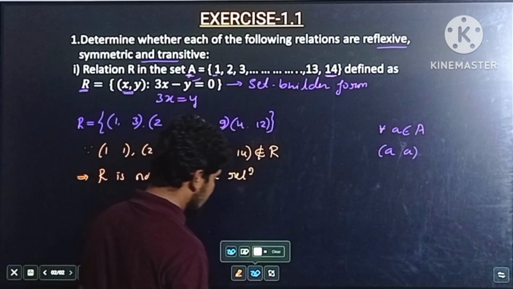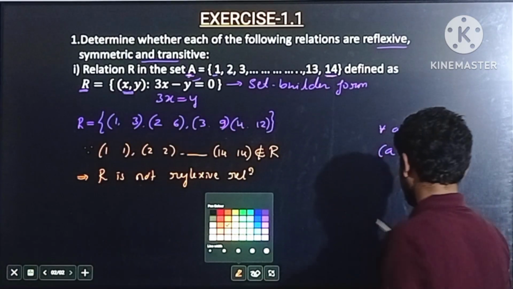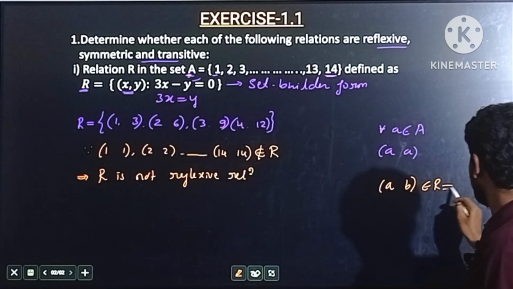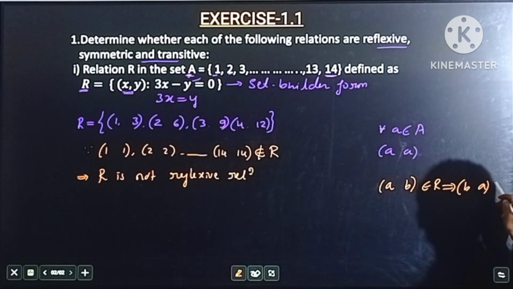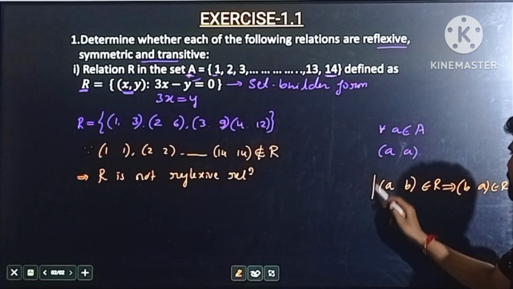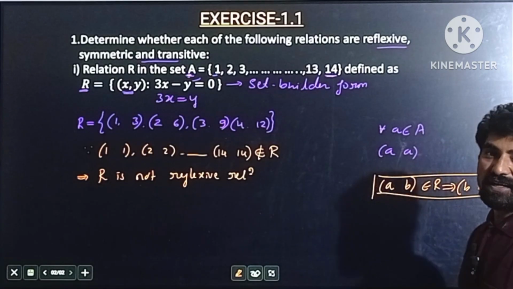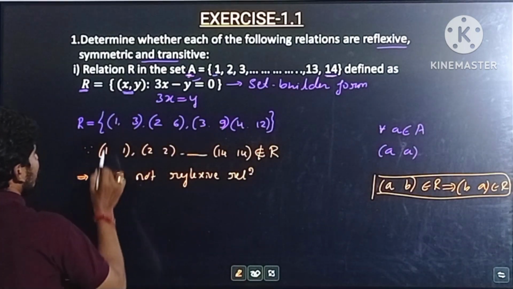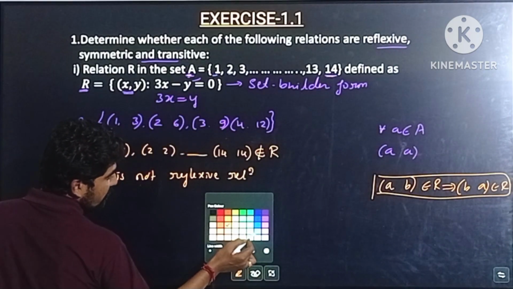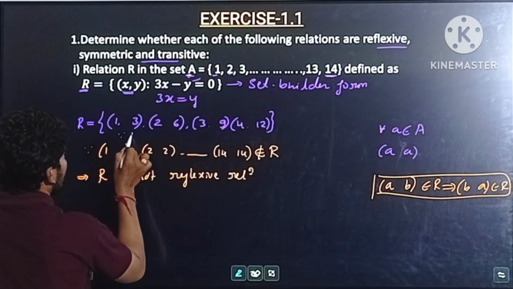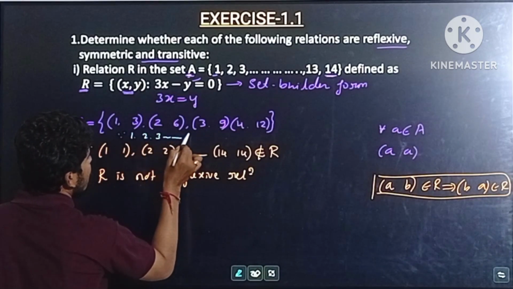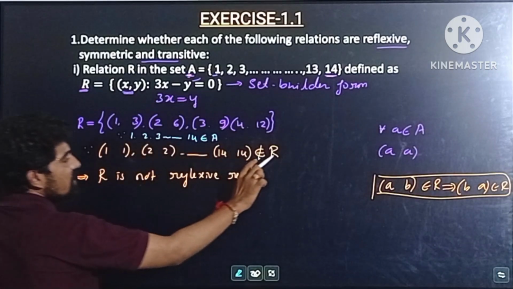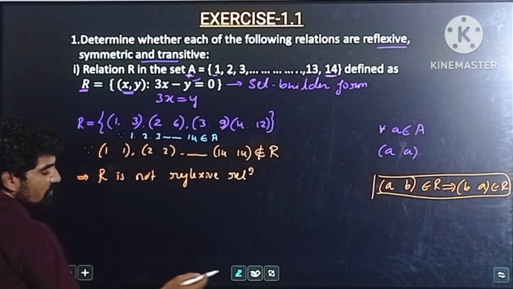Now for the second one, the symmetric relation, we know that if the pair (a, b) exists in the relation R, then there must exist the pair (b, a). If both of these pairs are in relation R, then we call it a symmetric relation. Now observe here. You may write one more thing here. Since 1, 2, 3 and so on, up to 14 belong to set A, and their pairs with themselves do not exist in the relation R, it is not a reflexive relation.